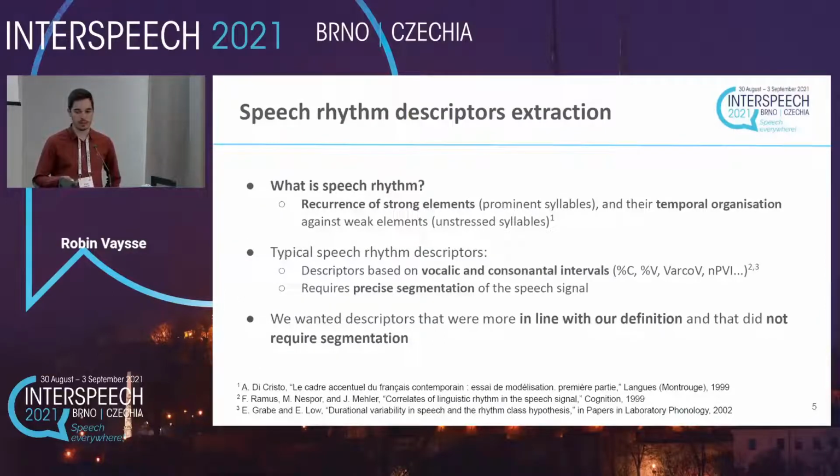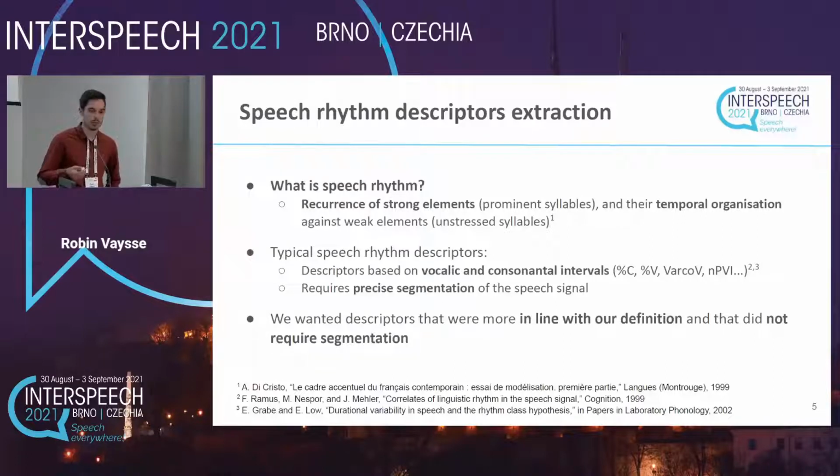So to begin with, what is speech rhythm? Speech rhythm is really complicated to define, and a lot of people have different definitions. But in our case, we decided to choose a definition, which is the recurrence of strong elements, which could be, for example, prominent syllables, and the temporal organization against weak elements, which can be unstressed syllables.